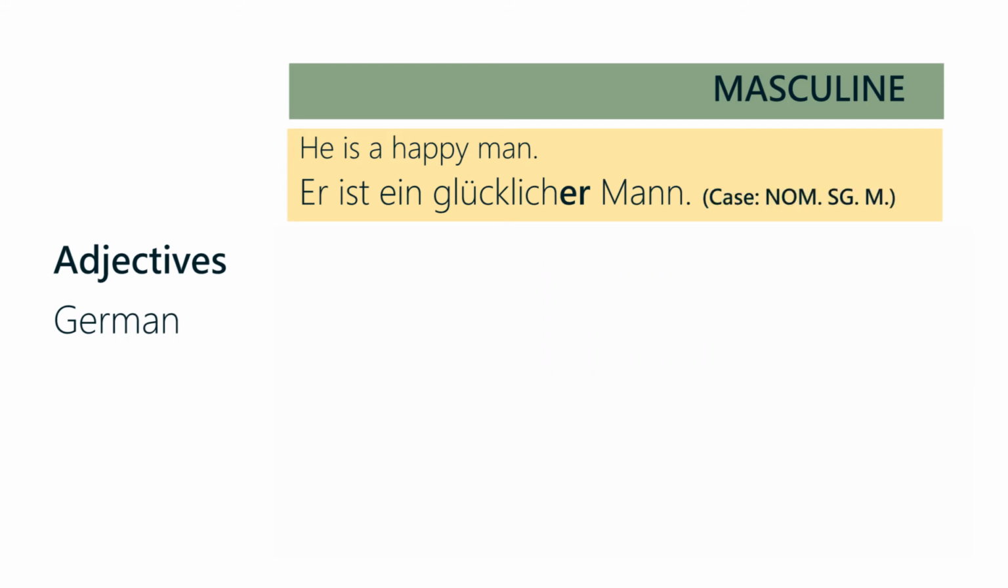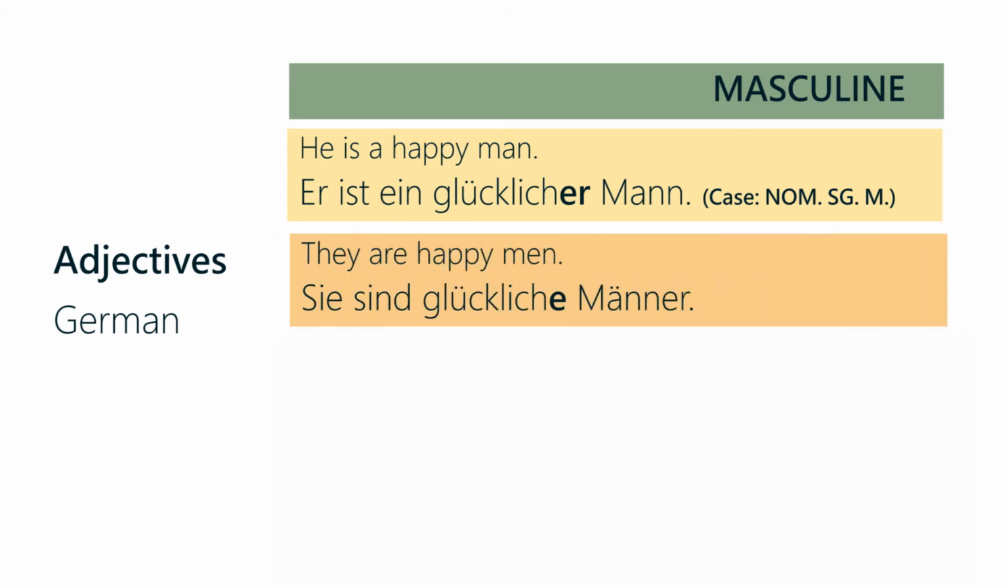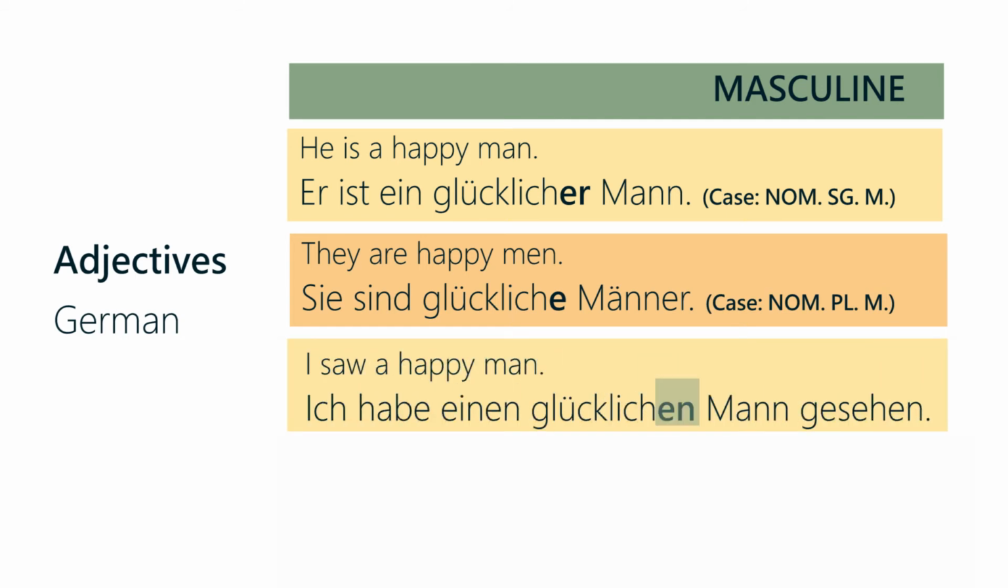Okay? So here, Sie sind glückliche Männer. Here, this ending gives you what information? Nominative, plural, masculine. But if I use it as an object, look, then it becomes glücklichen Mann. I saw a happy man. Because here man is not the subject, it's the object, then it's accusative, which means object, it's singular and it's masculine.